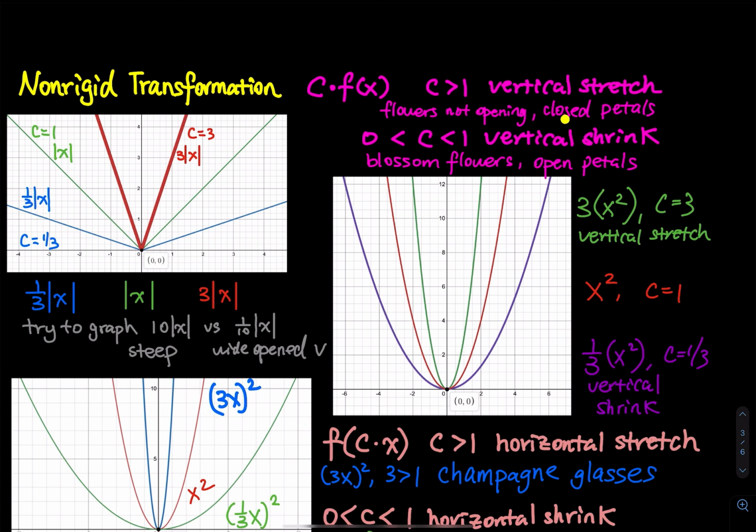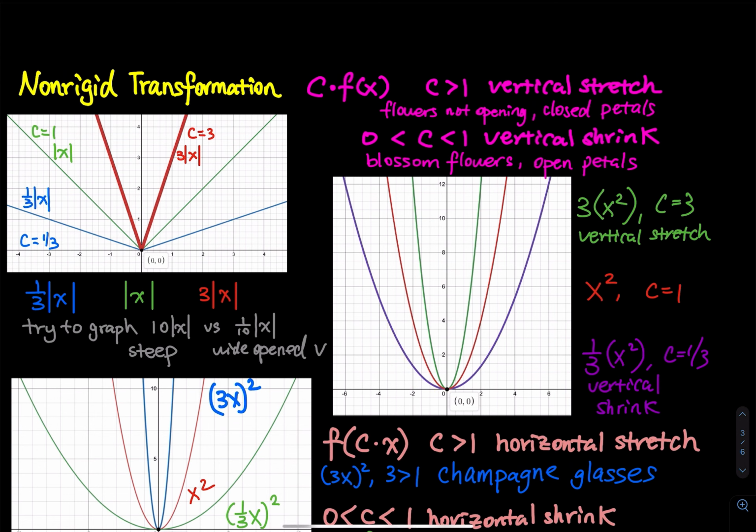But to me, I would just say the slope. Less steep versus very steep. When c is between 0 and 1, just like that, you have a 1/3 that creates a vertical shrink. It's like a blossom flower's open petals. So which is what the purple parabola looks like. Just compare the purple and the green.